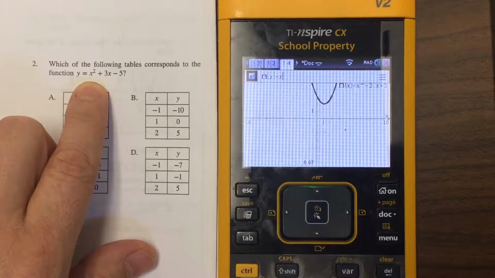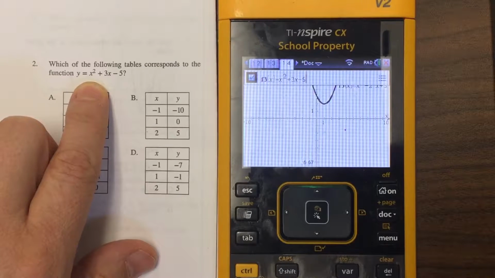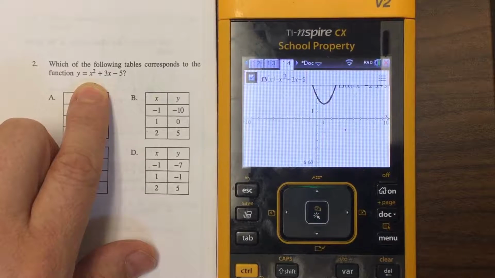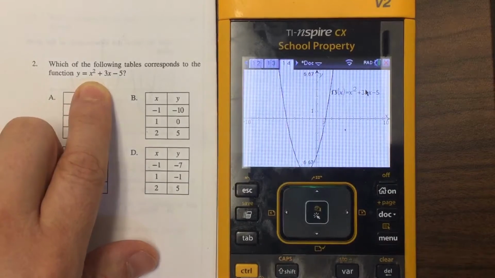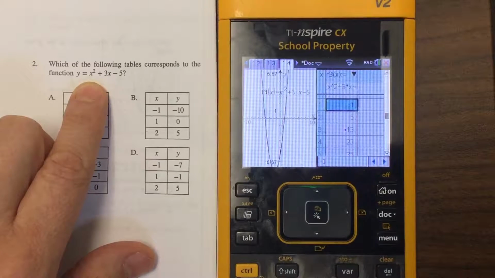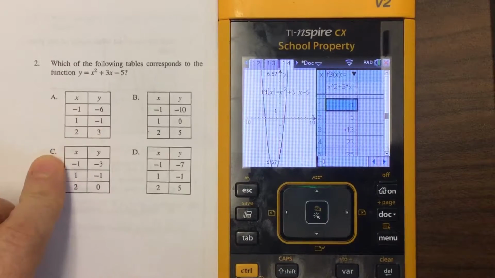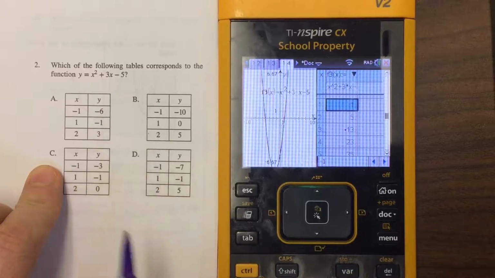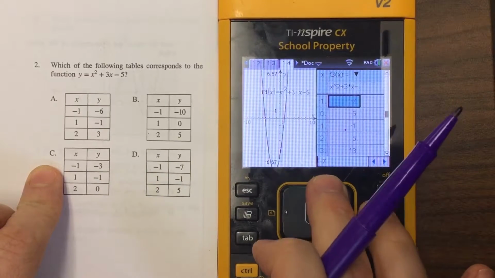X squared plus 3x minus 5. All right, you push enter. Okay, there you go. Now I'm going to go to my table again. Control T. I have -1 as the first value in every table. So again, I'm going to go up to -1.